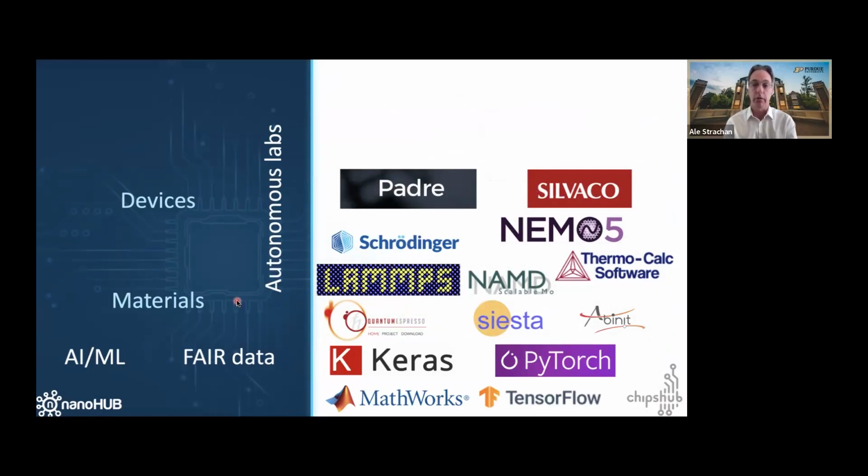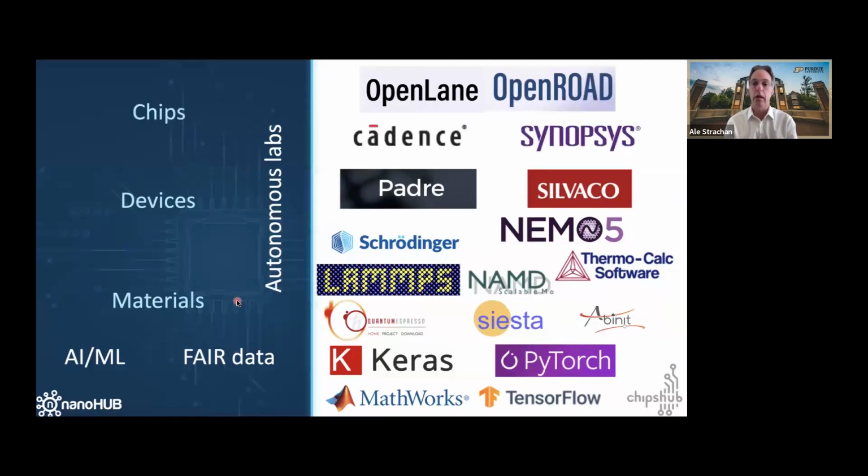Over the last year, we've extended our offerings in the area of EDA. These are tools that are used to design chips. It can be even what you need to tape out or make a chip. So really, nanoHUB now can cover the range from materials all the way to the level of the chip, enabling the digital twins where you can combine experimental data, physics-based simulations, and AI.